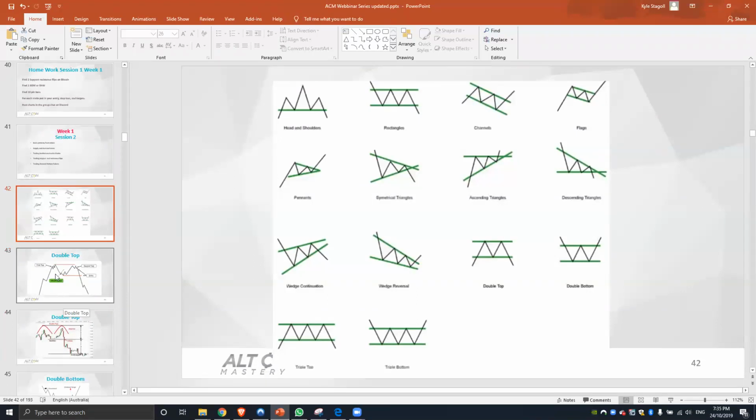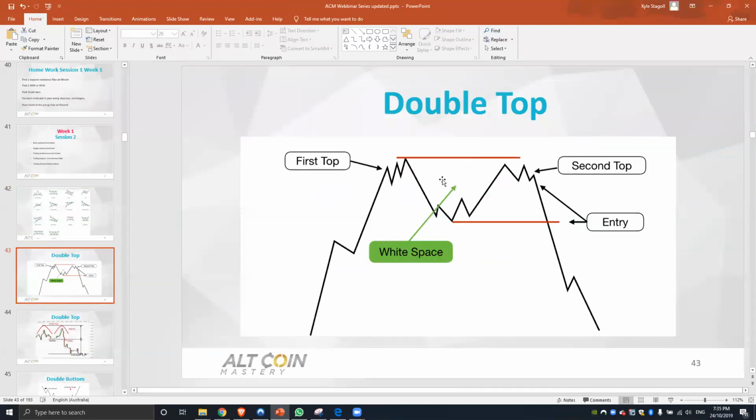So first off, we'll take a look at double tops and double bottoms, and we're going to take a look at a couple of those in the market as well. So double tops, obviously, we were looking at horizontal levels in the last session on Tuesday. And now we're looking at how we can form those into a bit more market structure, to give us more trade setups.